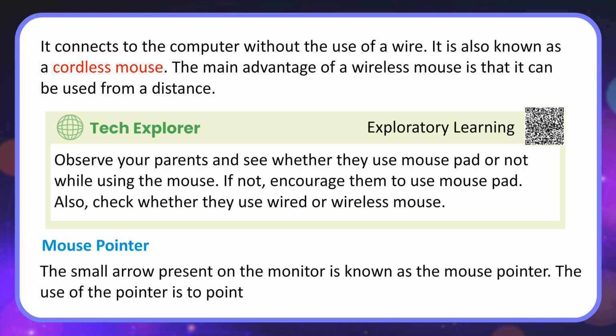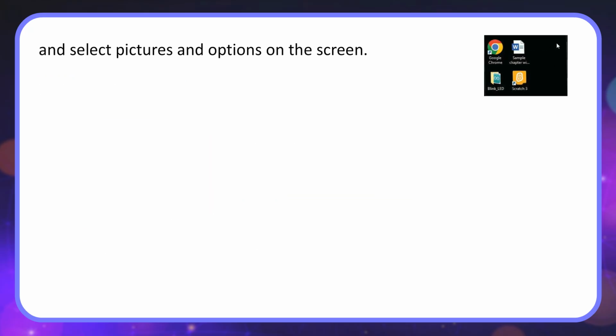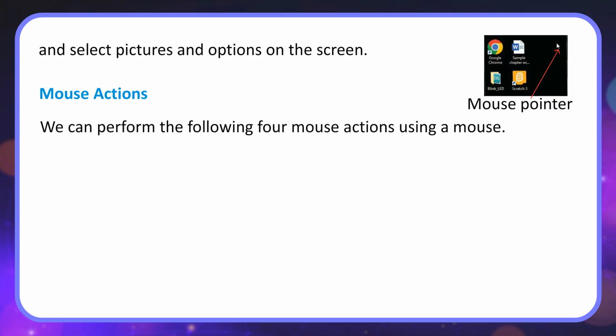Mouse pointer. The small arrow present on the monitor is known as the mouse pointer. The use of the pointer is to point and select pictures and options on the screen. Mouse actions. We can perform the following 4 mouse actions using a mouse.